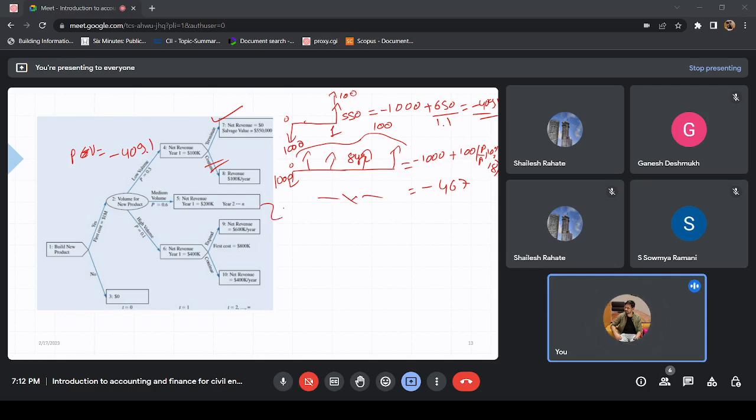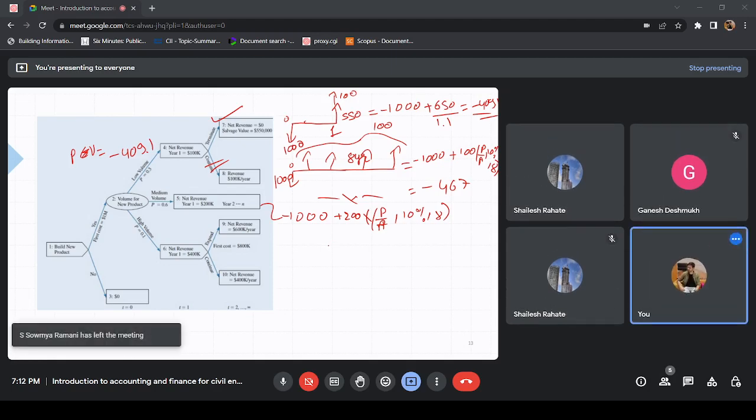Similarly, for medium, you can draw a similar cash flow, and it would be minus 1000 plus 200 into P by A, 10% for 8 years, right? That value we know to be 5.33.